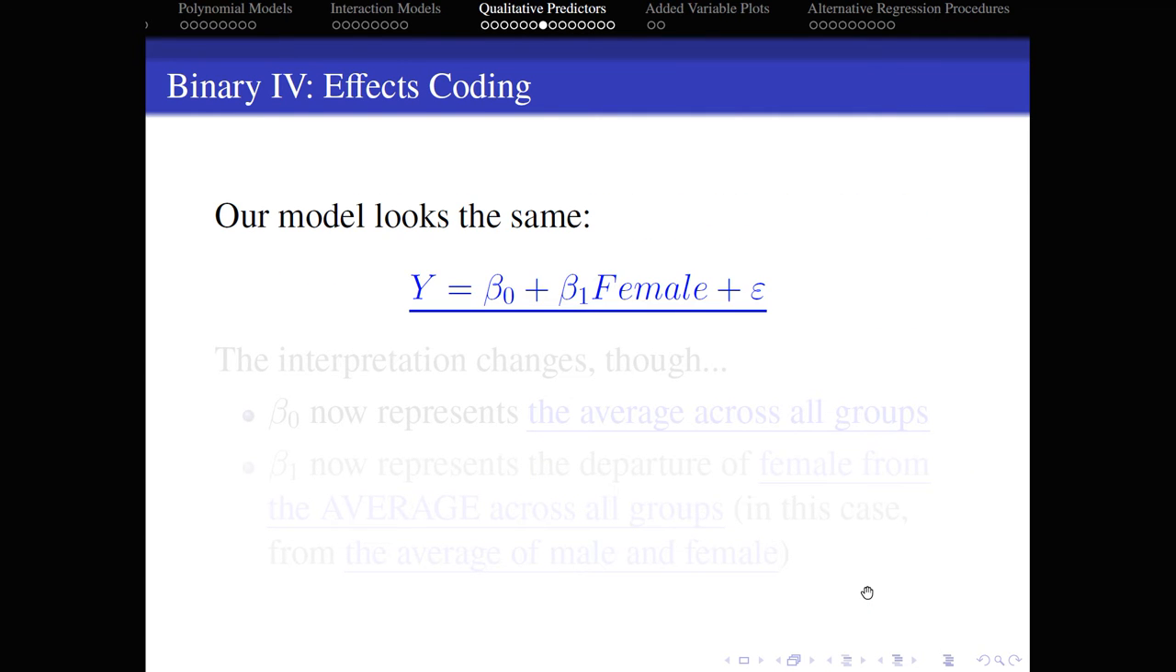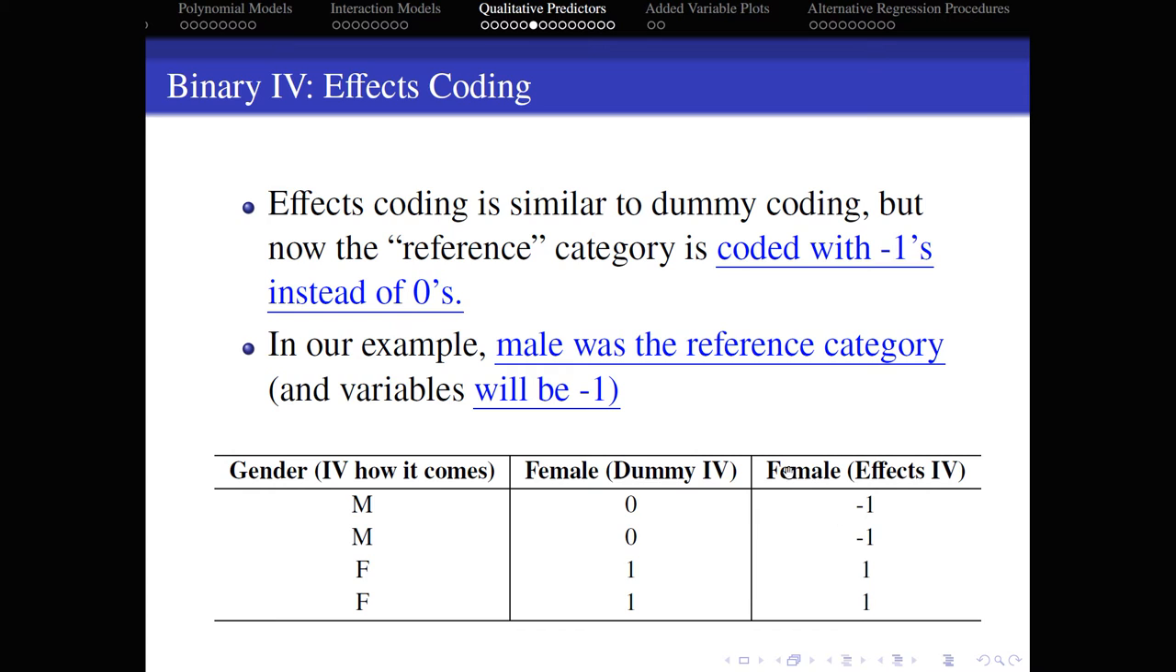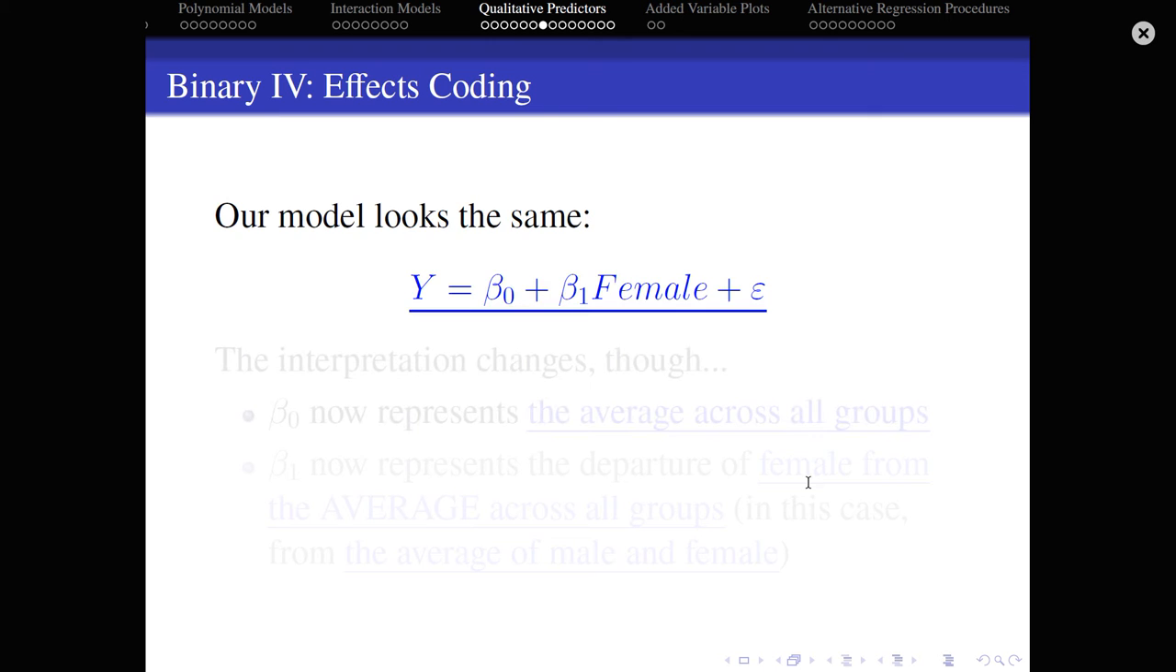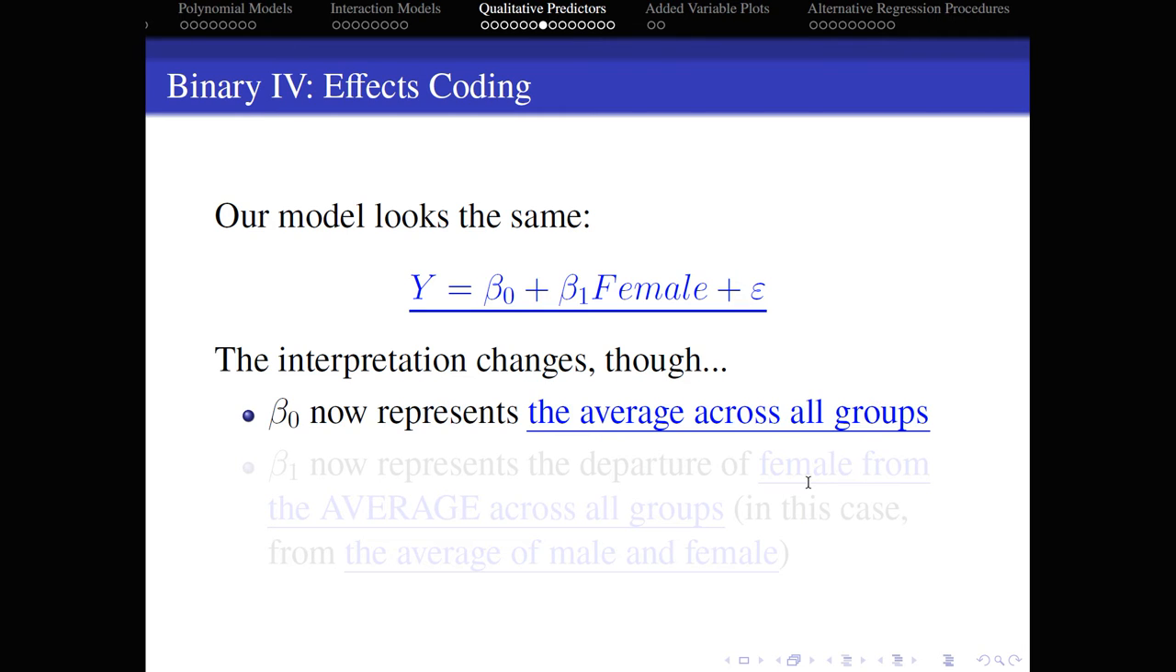So the model is actually going to look the same because we still only have a single coded variable that we're going to drop in place of our categorical factor. But the interpretation changes, because we've now made our reference category negative 1s instead of zeros. B0 now represents the average across all groups. Remember, the intercept was the mean outcome for the reference group. Now the intercept is the average outcome across all of the groups, in this case across males and females.